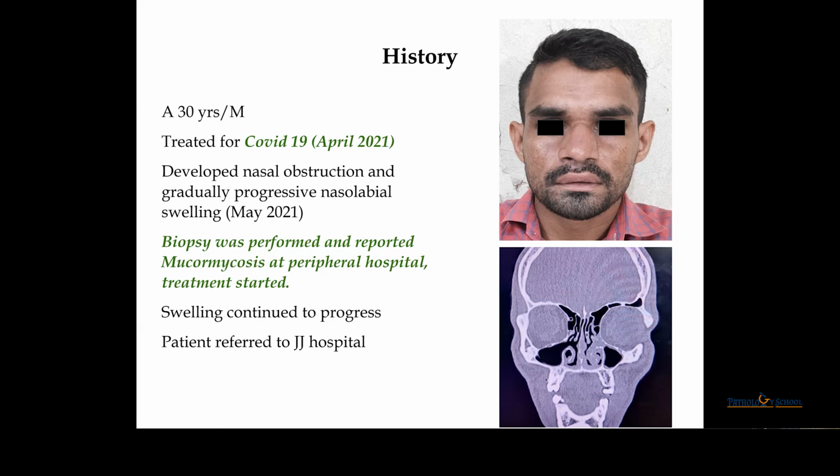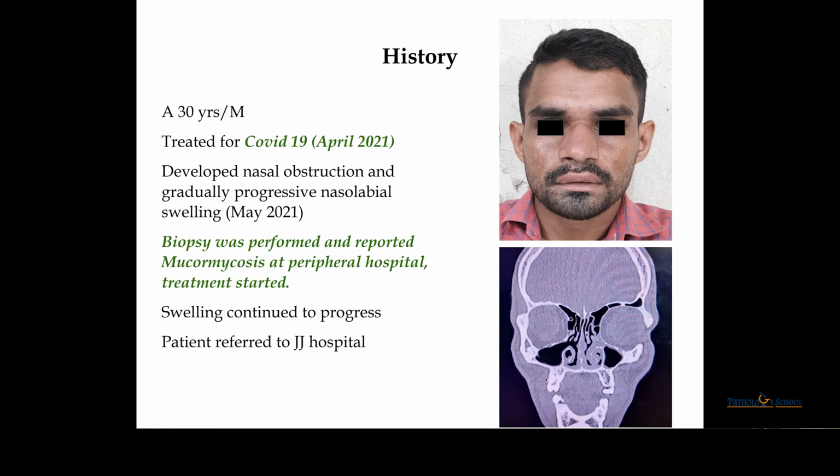So there is a story behind this case. A 30-year-old male patient from Palghar was diagnosed with COVID-19 in April 2021. He was admitted at the COVID center, recovered completely and got discharged. Then after 15 days, he again developed a nasal swelling and was admitted again. The biopsy was performed there and was reported as mucormycosis. The patient was started on treatment, but unfortunately, the patient did not respond.